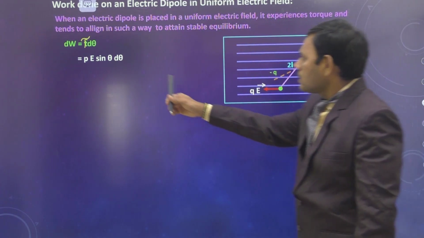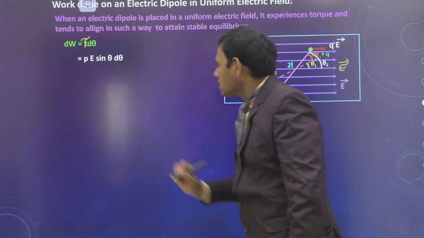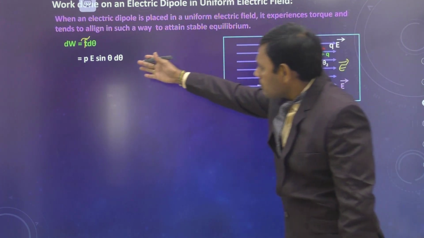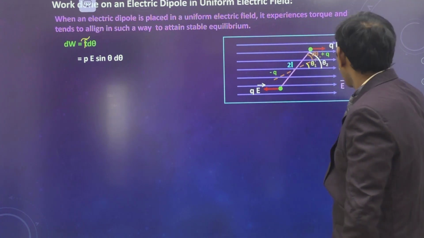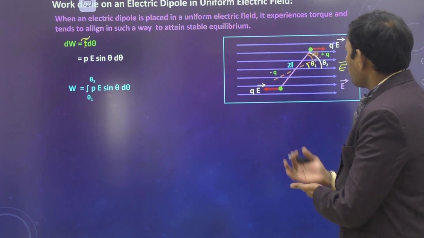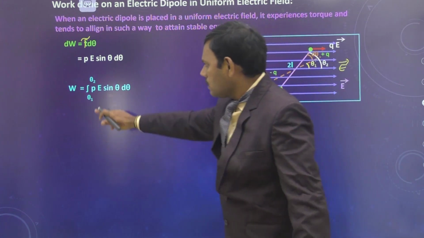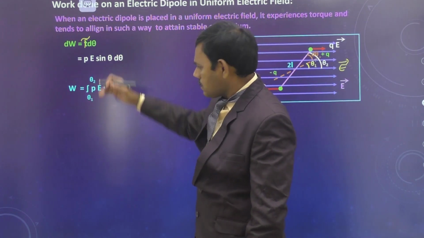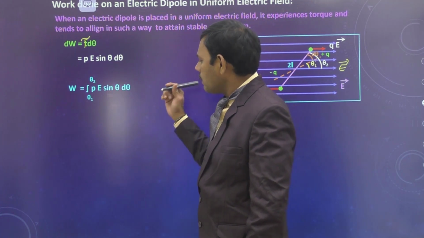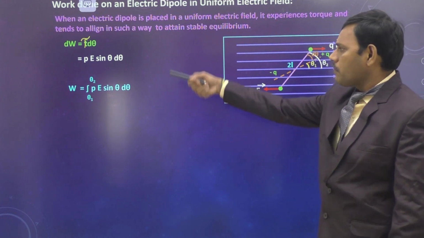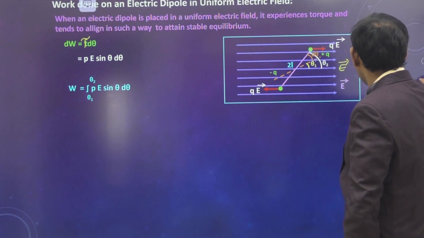We know that torque is PE sin theta. Then for a small angle of rotation, work done is given by PE sin theta d theta. To get the total work, let us integrate. Let us assume the dipole is rotated from an initial angle theta 1 to a final angle theta 2. For this total rotation of the dipole in the given electric field, work done is the integral of PE sin theta d theta from angle theta 1 to theta 2.